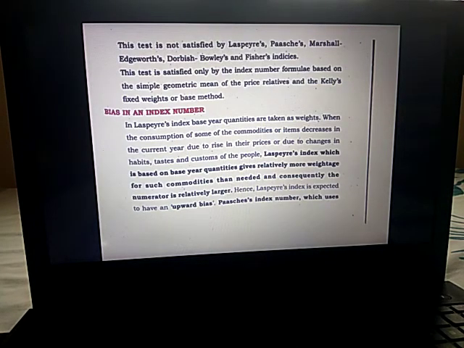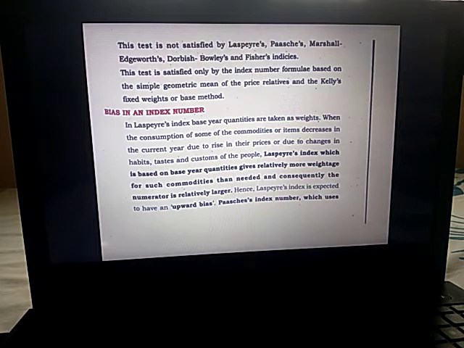This test is not satisfied by Laspeyres, Paasche, Marshall-Edgeworth, Drobisch-Bowley and Fisher index. This test is satisfied only by index number formula based on the simple geometric mean of price relatives and the Kelly's fixed weight or base method. The next topic is bias in an index number.